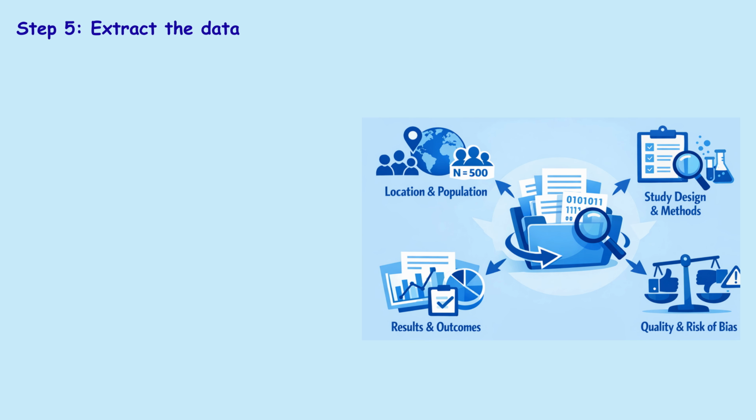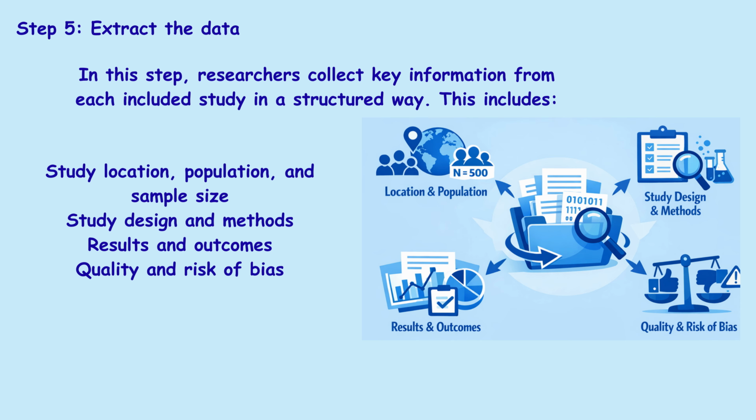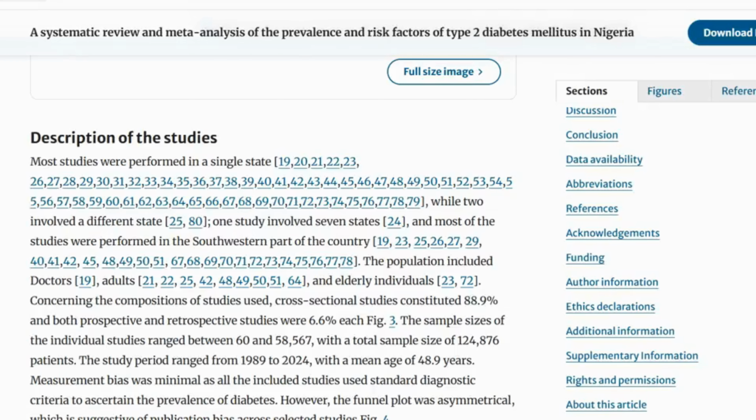Step 5. Extract the data. In this step, researchers collect key information from each included study in a structured way. This includes study location, population, and sample size, study design and methods, results and outcomes, quality and risk of bias. For example, the reviewers in the Nigeria study collected data on the sample size, ranging from 60 to 58,567. Study period, 1989 to 2024, age, diagnostic criteria for type 2 diabetes mellitus, and study location. They also noted whether studies were urban or rural and assessed quality using the Newcastle-Ottawa scale.